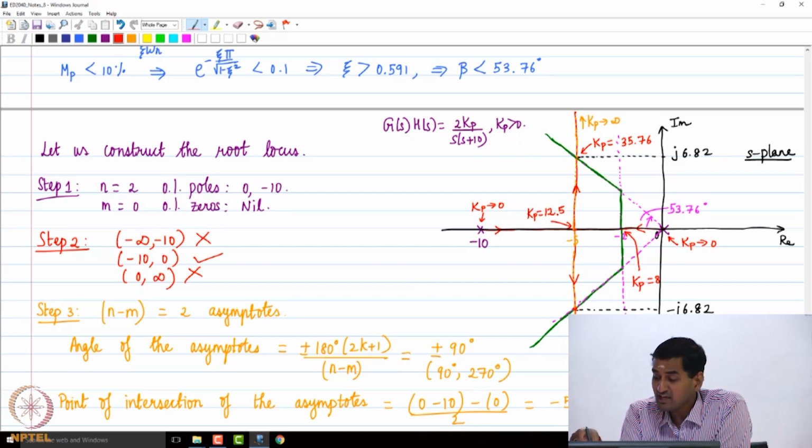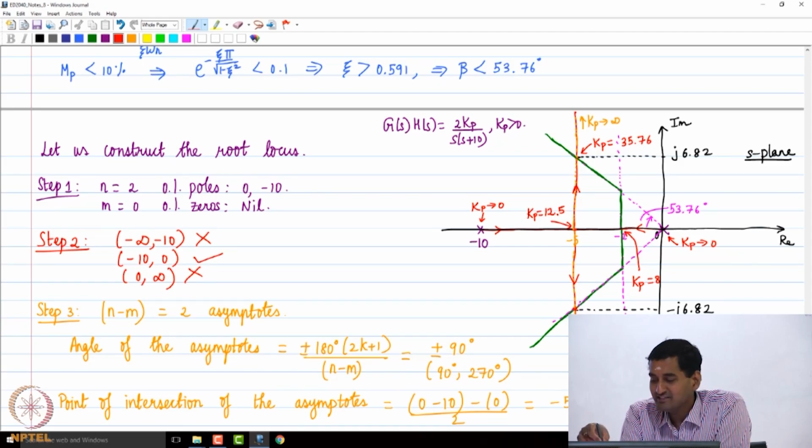I can also choose Kp between 8 and 12.5. That will also satisfy the performance specification, but the system will be overdamped. If you have an overdamped system, where is the maximum peak overshoot? It is not there, right? And yet I can satisfy the condition on settling time. Of course, it's going to be slightly sluggish, because the settling time expression assumes that you are going to have an underdamped second order system.